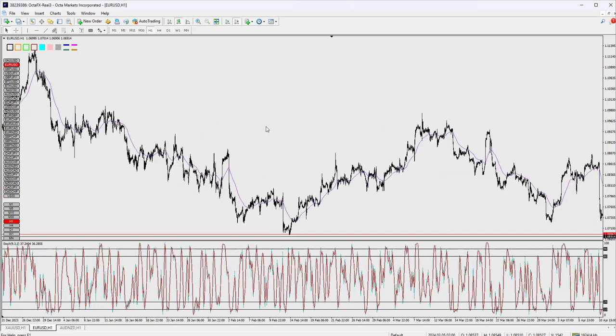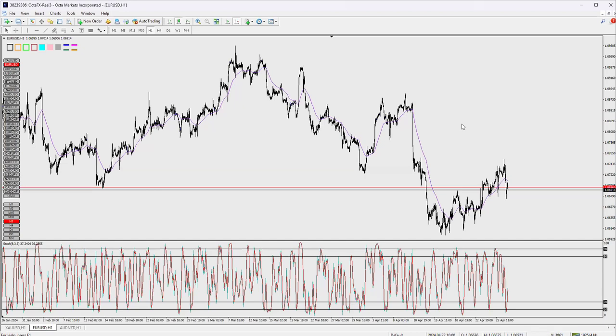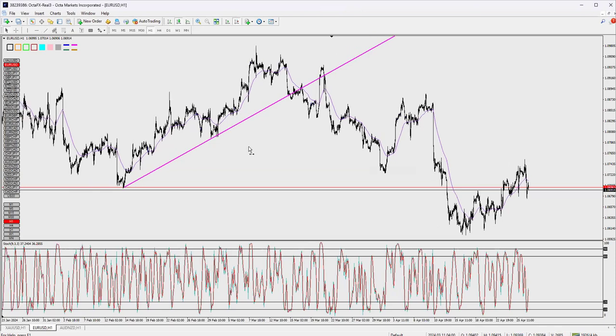So for instance, this Euro USD. Somebody said we can discuss something about Euro USD. So Euro USD is a good pair. It's good when you trade it during the London and New York session. So if you look at this one, for instance, you can see this trend. Once you understand the trend, it will be easier for you to trade on divergence.